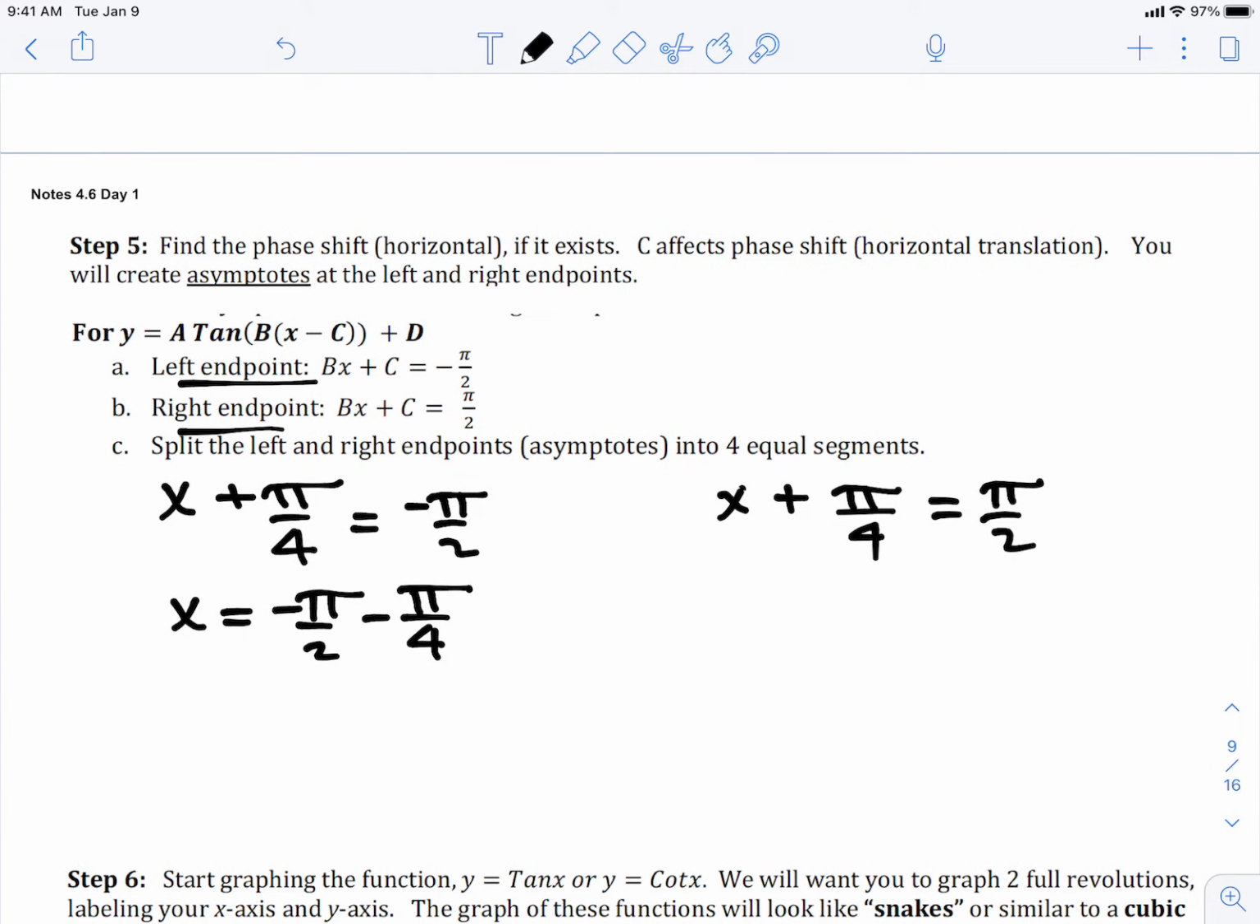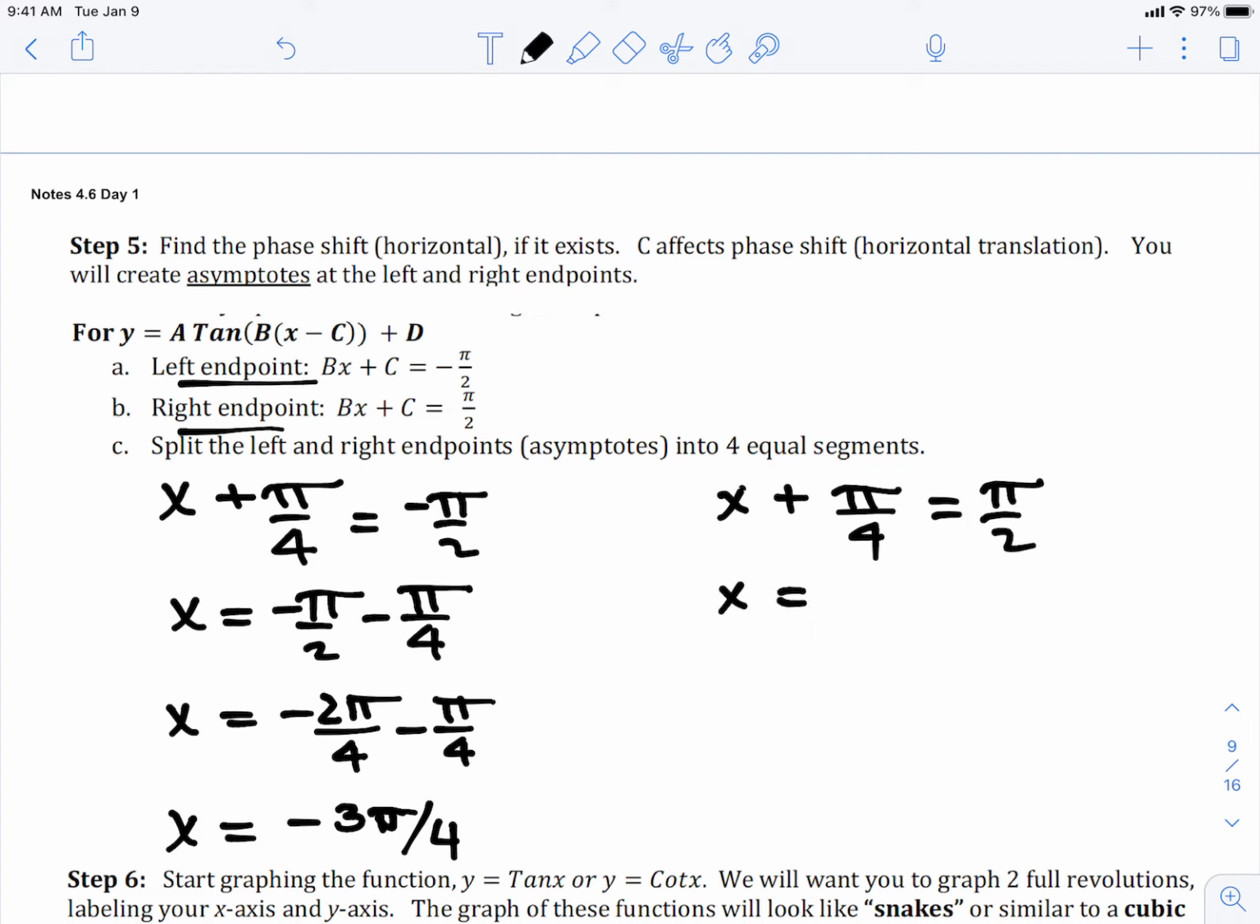Now these are unlike denominators, so I'm going to change that first fraction, multiplying the numerator and the denominator by 2. So now I can subtract those fractions. So your first asymptote will be at negative 3 pi over 4.